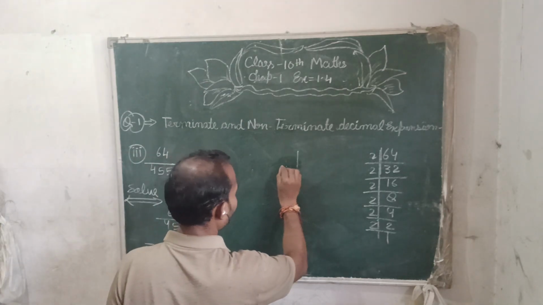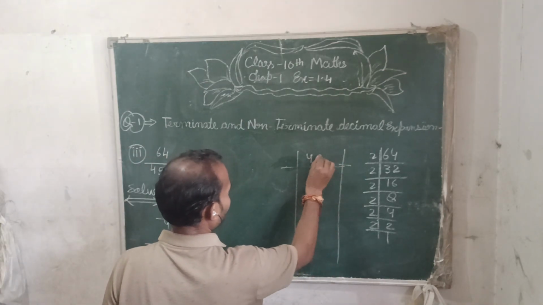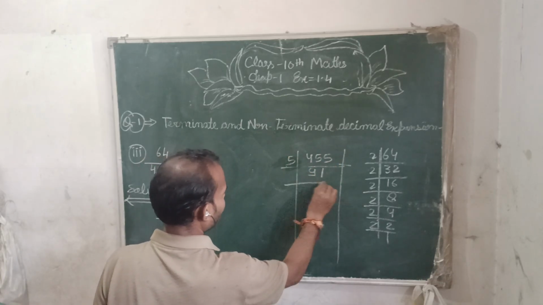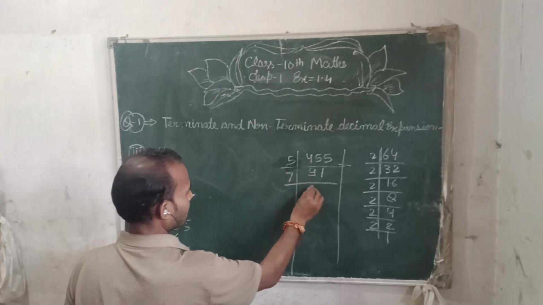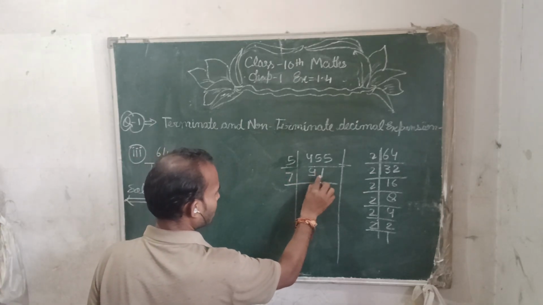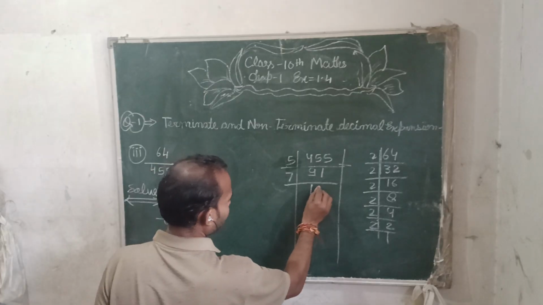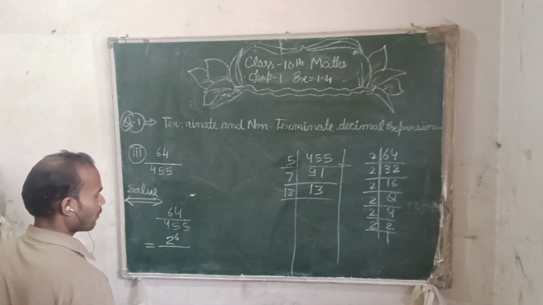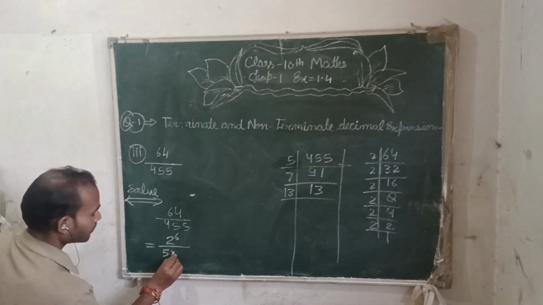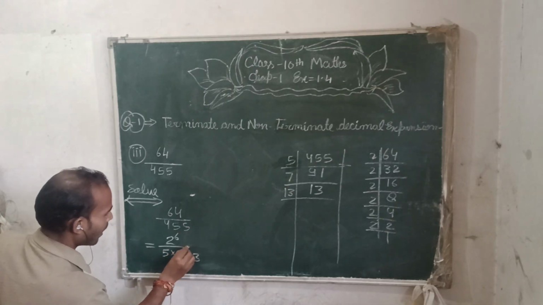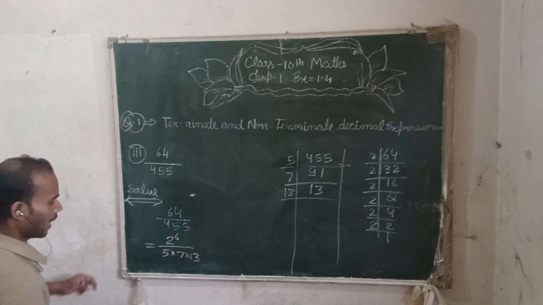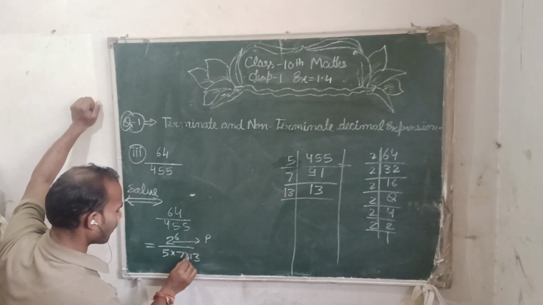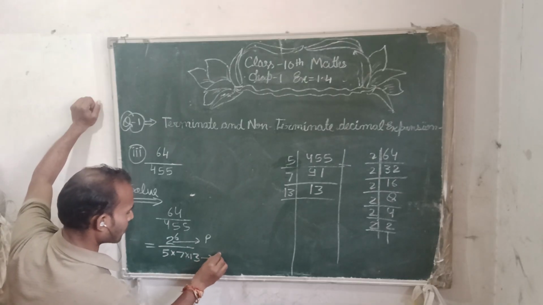Now apply the process to 455. 5 nines are 45, 5 ones are 5. 91 is divisible by 7: 7 ones are 7, remainder 2, bring down the 1 to get 21, 7 threes are 21, and 13 is itself a prime. So 455 is 5 into 7 into 13. I let 2 to the power 6 be p, and 5 into 7 into 13 be q.